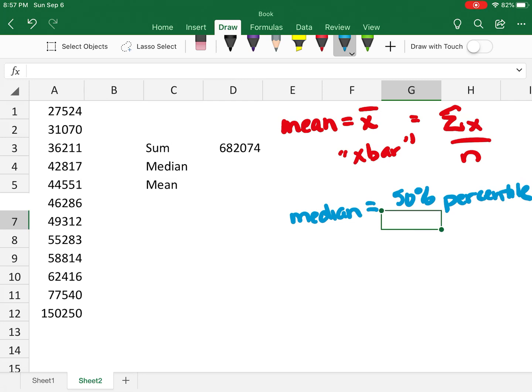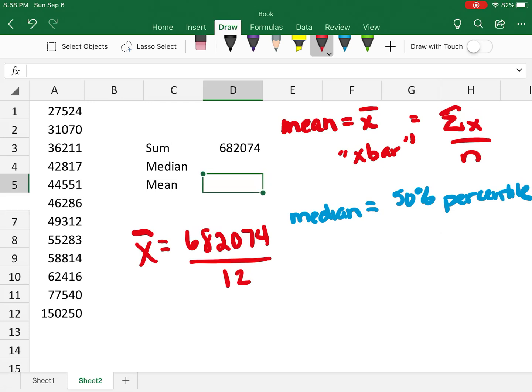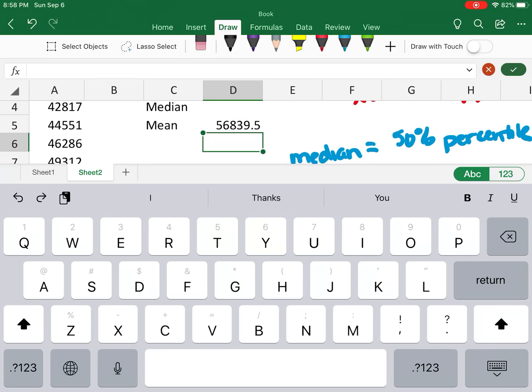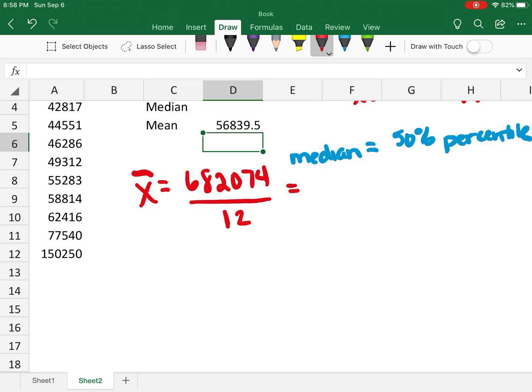So to find the mean, X bar, we're going to do X bar is equal to the sum, which is 682,074, divided by 12. And I'm going to use Excel to do this for me. So I'm just going to type in the cell the formula equals this value right here divided by 12. And here is my mean, my X bar. So my X bar here is equal to 56,839.5.